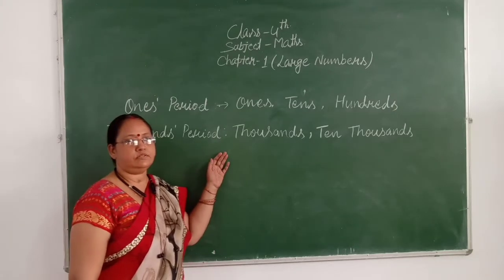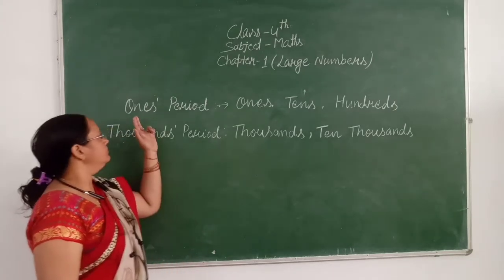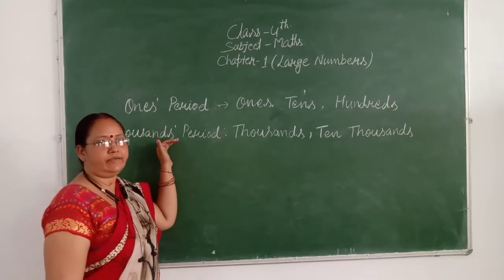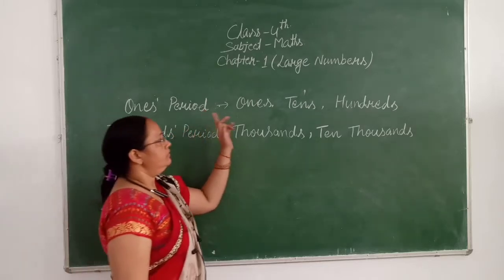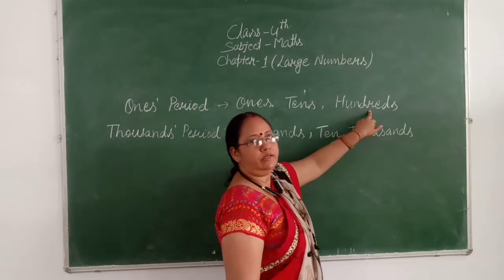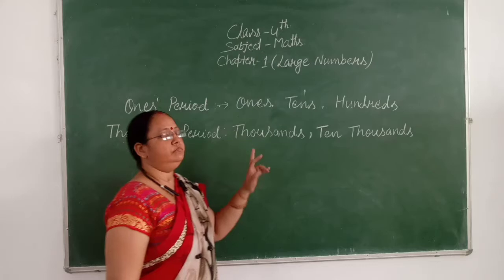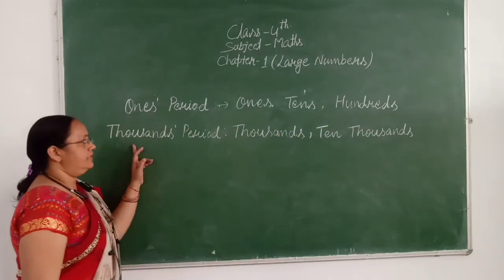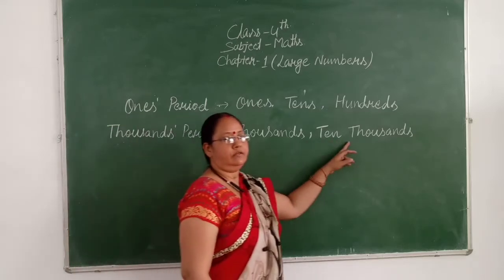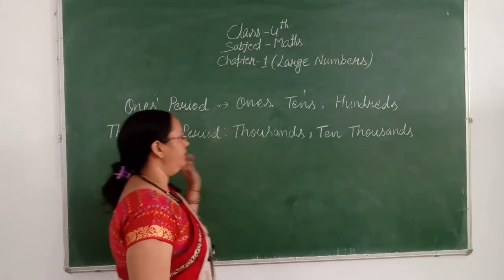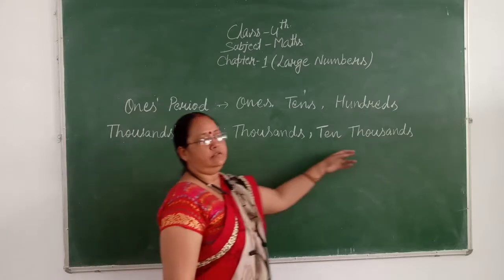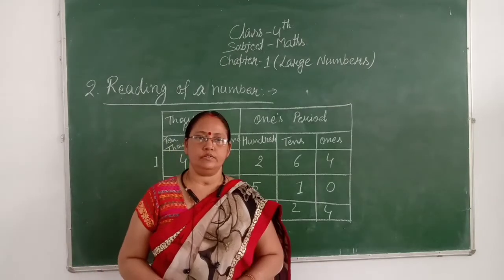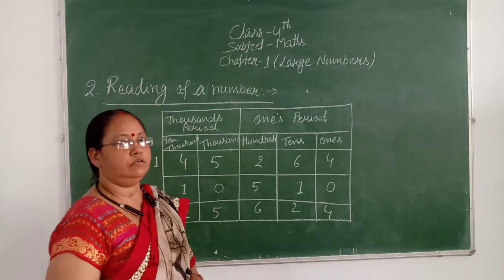एंड नाउ स्टूडेंट्स, आपकी बुक में वंस पीरियड एंड थाउजेंड पीरियड बताया गया है. वंस पीरियड में हम वंस, टेंस, हंड्रेड को रखते हैं. एंड थाउजेंड पीरियड में थाउजेंड एंड 10,000 को रखते हैं. एंड नाउ स्टूडेंट्स, हाउ कैन वी रीड द नंबर?